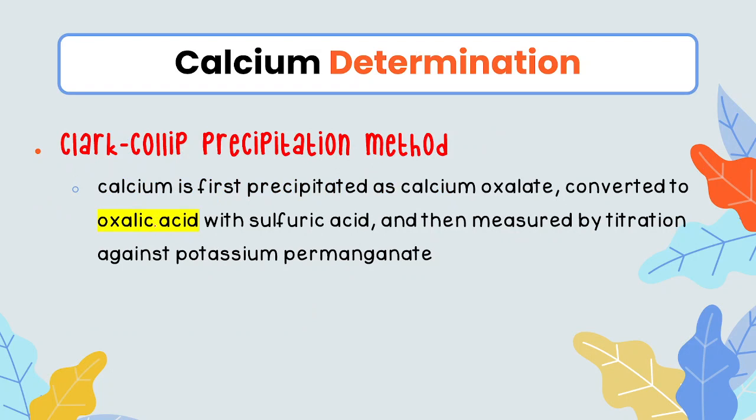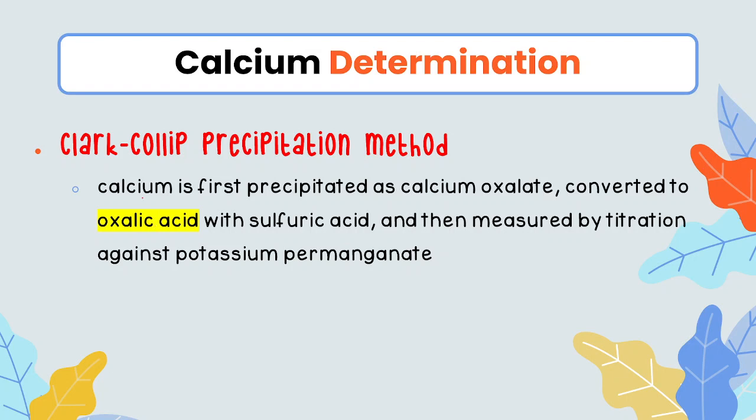So these are the other methods for calcium. In case I have not included something, kids, kindly just write it down in your notes. So we have what we call your Clark-Colley precipitation method, in which your calcium is precipitated first as calcium oxalate, which will then be converted to your oxalic acid in the presence of your sulfuric acid and measured by titration against your potassium permanganate.